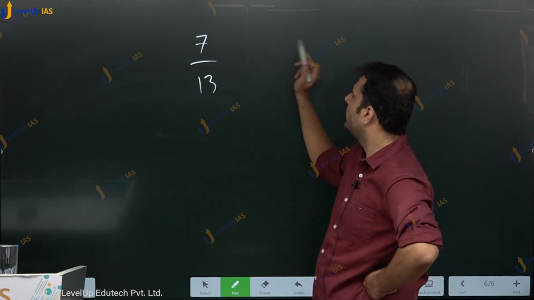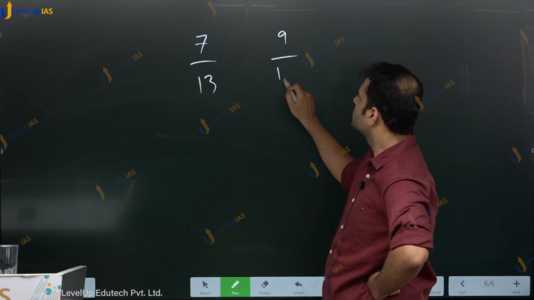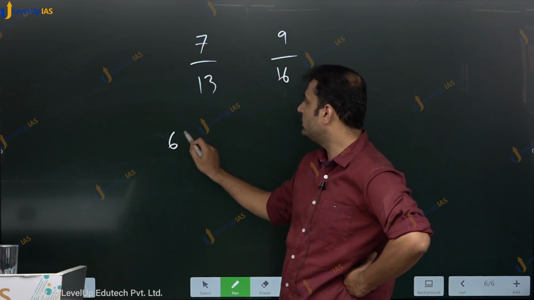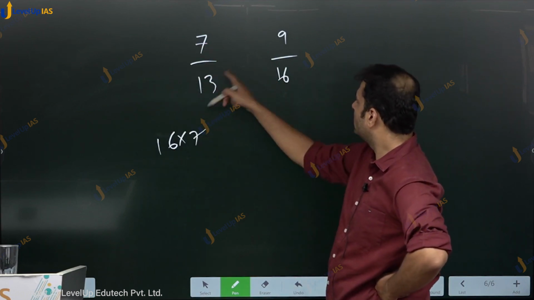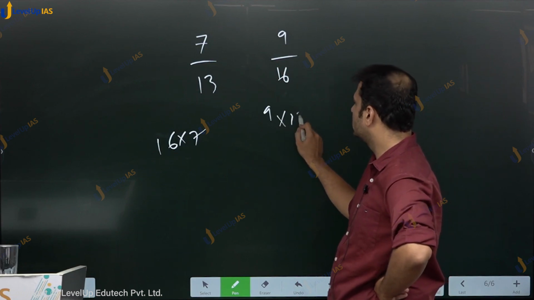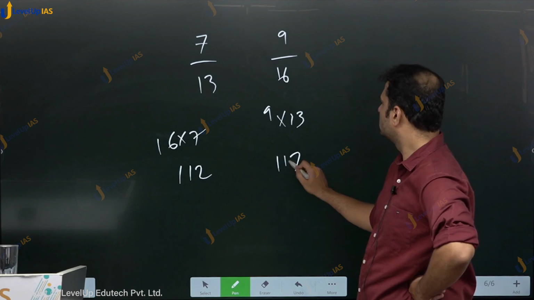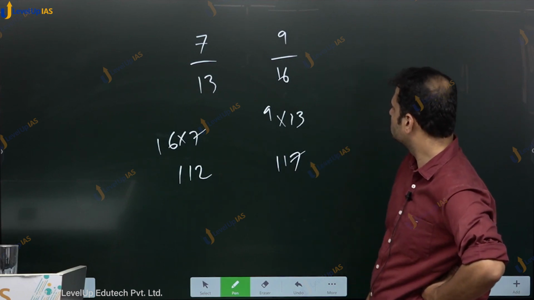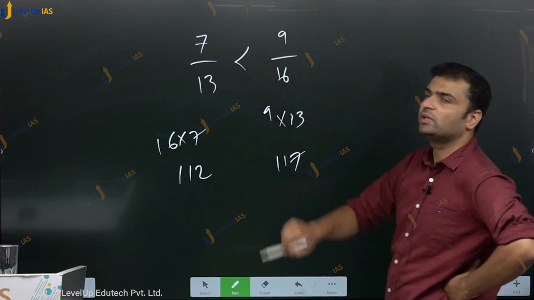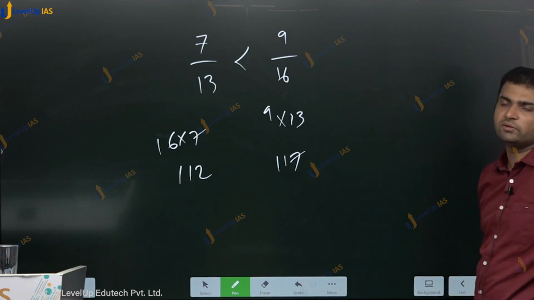Next, कुछ और एग्जांपल ले लेते. 7/13 and 9/16. 16 into 7 और यहाँ पे 9 into 13. Here 9/16 is bigger. 117 is bigger.